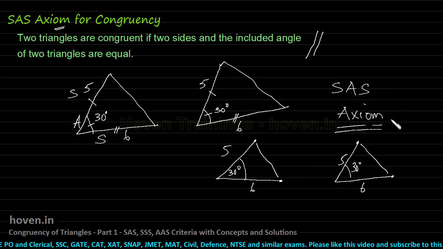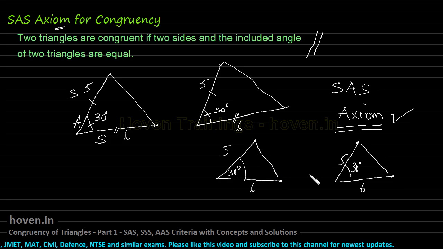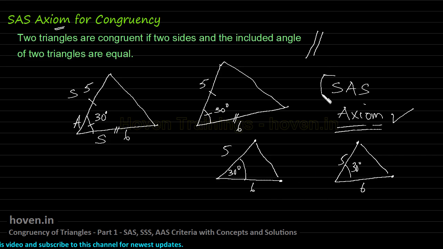So this is just an axiom which we can see, as I have shown you, that if we draw two segments like this, then the third segment will obviously be equal. It is just an observation. We cannot prove it. We have to assume its existence, its truth. Therefore, this is called the SAS axiom.